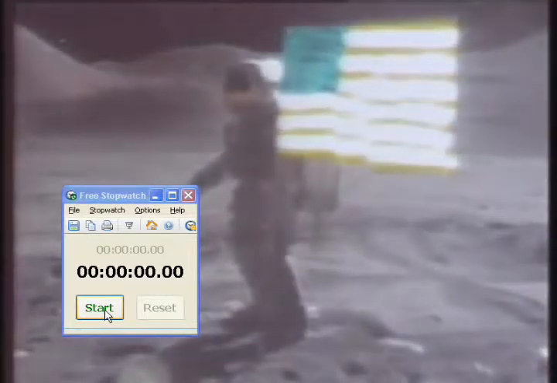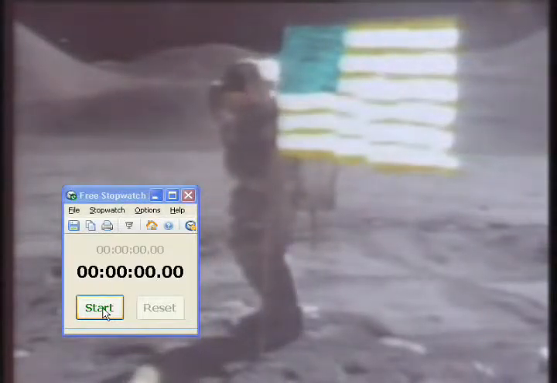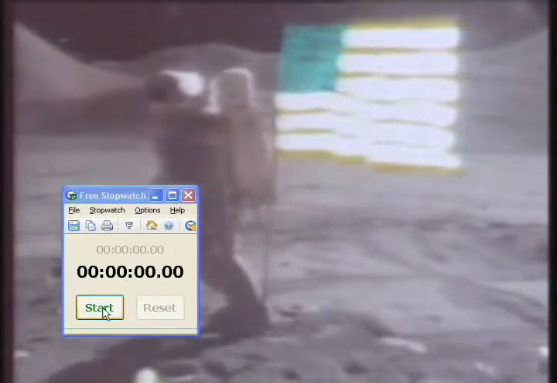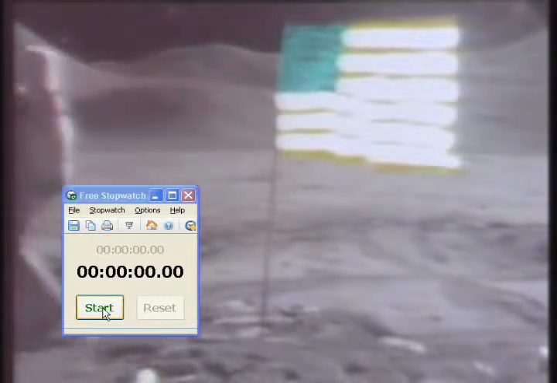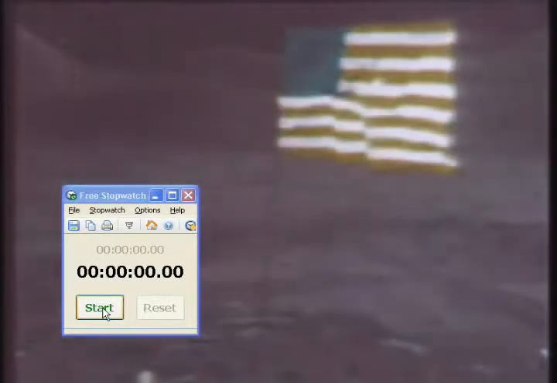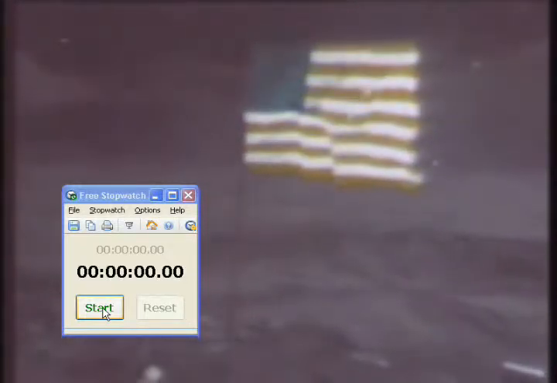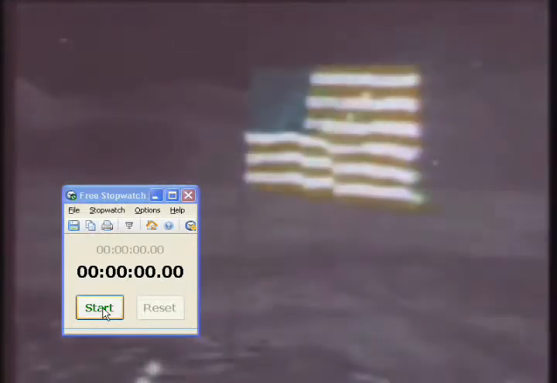So as astronaut Dave Scott goes by the flag here, he is going to create a Venturi effect, which will pull the flag towards him. And at this point we'll start the timer, and we will start to count the number of complete cycles that the flag moves back and forth again. That's a period. Okay, here he's getting ready to go. The flag pulls towards him.